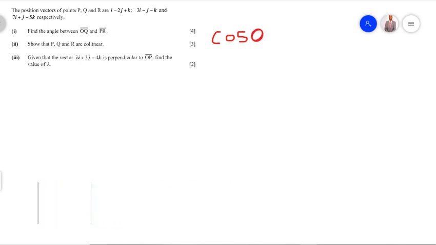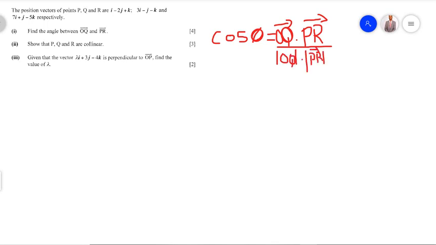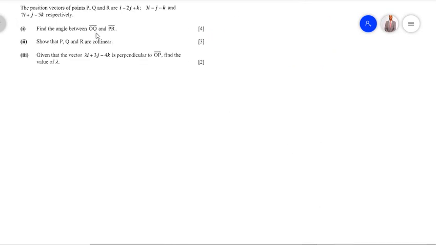On part 1, we are going to use the formula cos theta is equal to OQ dot PR over the modulus of OQ times the modulus of PR. This is the formula for calculating the angle between OQ and PR. You say the dot product over the multiplication of the modulus for the two.